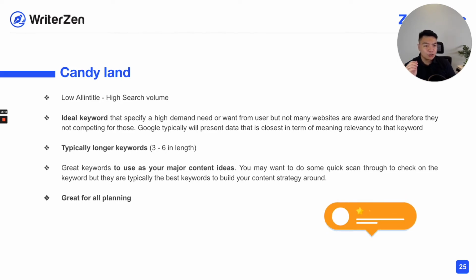These are great keywords to use as your major content ideas. You may want to do a quick scan to check on the keywords, but they're typically the best keywords to build your content strategy around. They're great for all planning, right? Short-term, long-term, medium-term, any planning, they are great for. So this is Candyland, right?